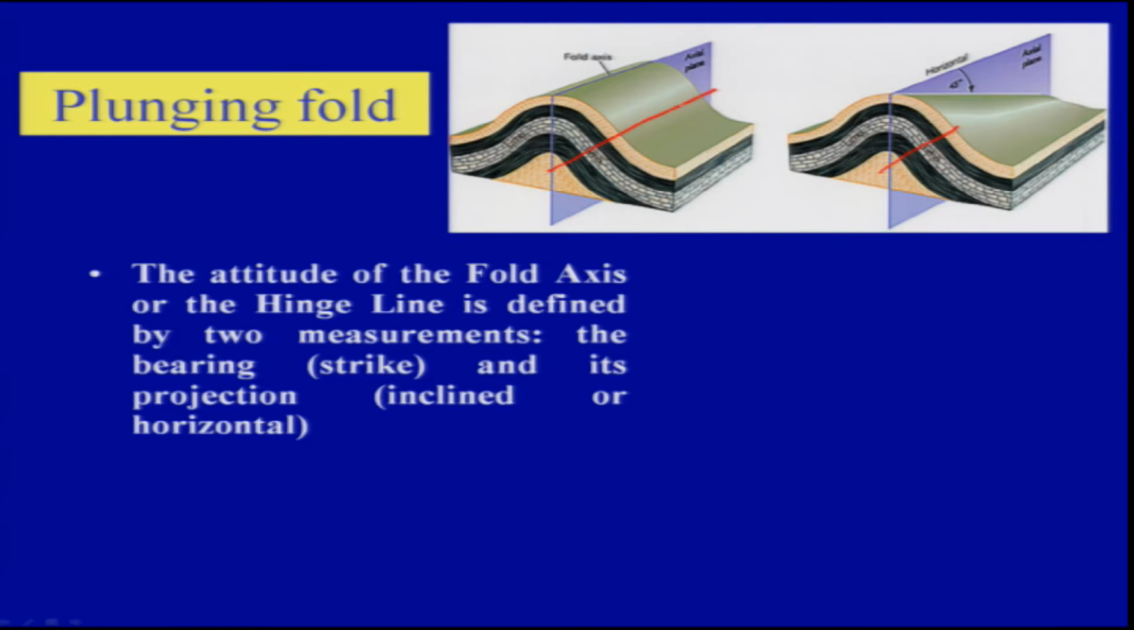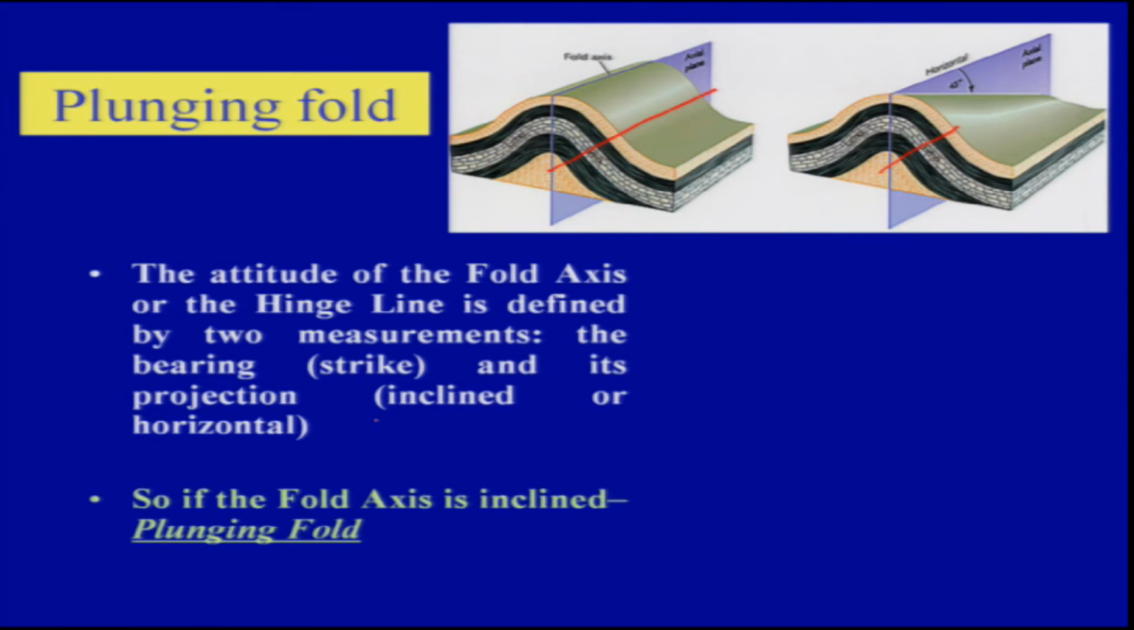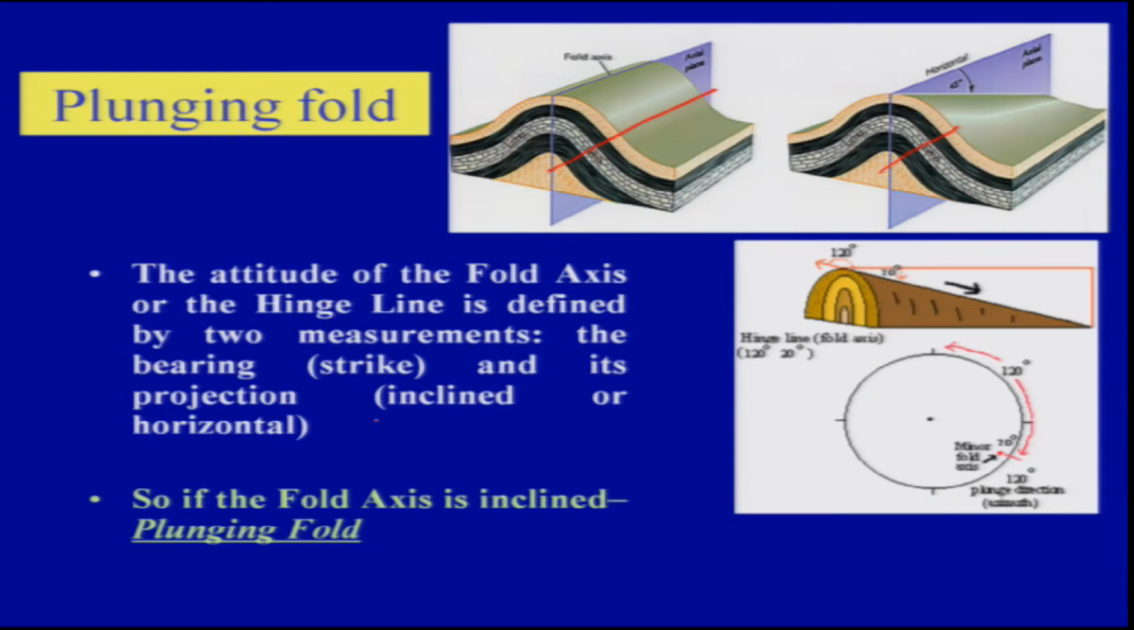So the attitude of the fold axis or the hinge line is defined by two measurements, that is the bearing, the strike what we call, and its projection, whether it is inclined or horizontal. So this we will talk about very quickly. If the fold axis is inclined, then we term that a plunging fold. So this has been represented like this, and can be plotted on a stereonet, which we will see very quickly in the next one.